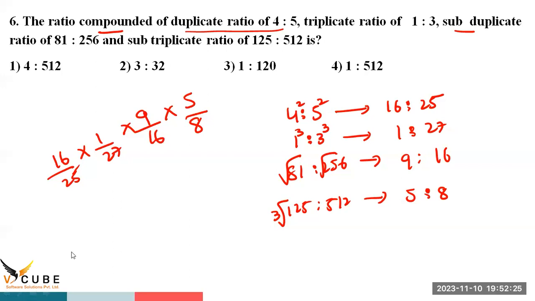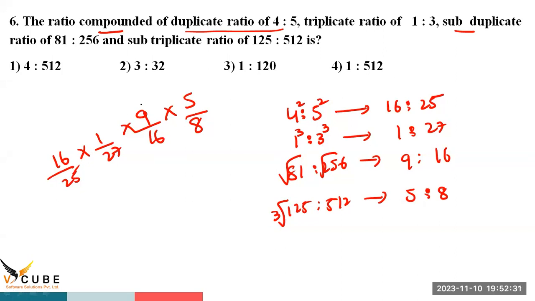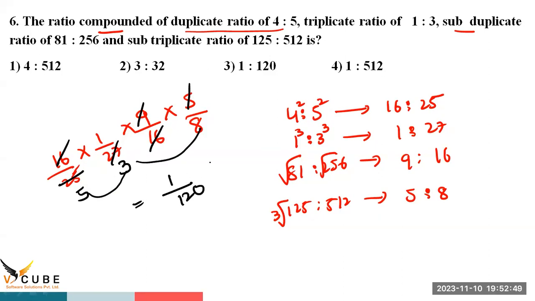Let me calculate. We just need to calculate quickly. Any cancellation here? 9 1s are 9, 3s are 27, cancels with 16. 5 1s are 5, 5 5s are 25. Any cancellation? No cancellation here. Numerator is how much? 1. Denominator: 5 3s are 15, 15 8s are 120. Then the answer is 1:120. That's why option 3 is the right answer.